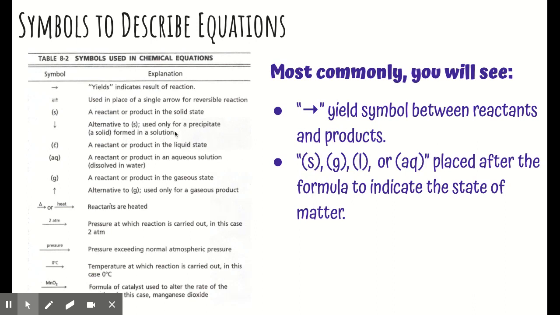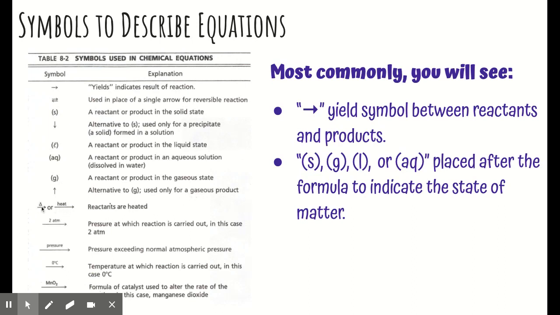Let's see, liquid state, aqueous, gaseous state. This could be an alternative to G. I have seen these very rarely, but just so you have that in your knowledge base. If it's a down arrow afterwards instead of an S, it means that it's a precipitate. And if it's an up arrow, it's producing a gas. So this one you will see sometimes.